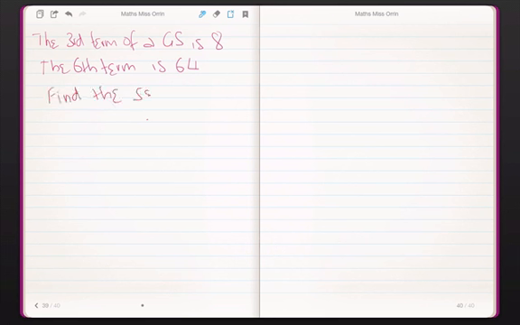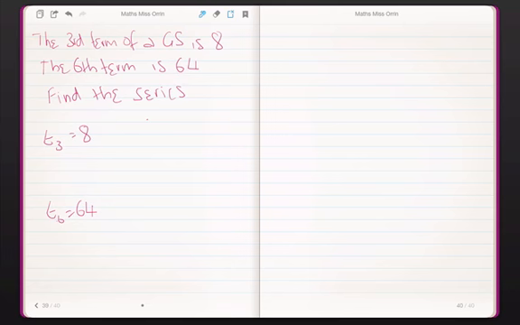So what we're finding out this time is we want to know all of them. So we want to know terms 1, 2, 3, 4, 5, and 6. We have this much information, so we're going to use simultaneous equations to find it out. We know that term 3 is 8, and we know that term 6 is 64.